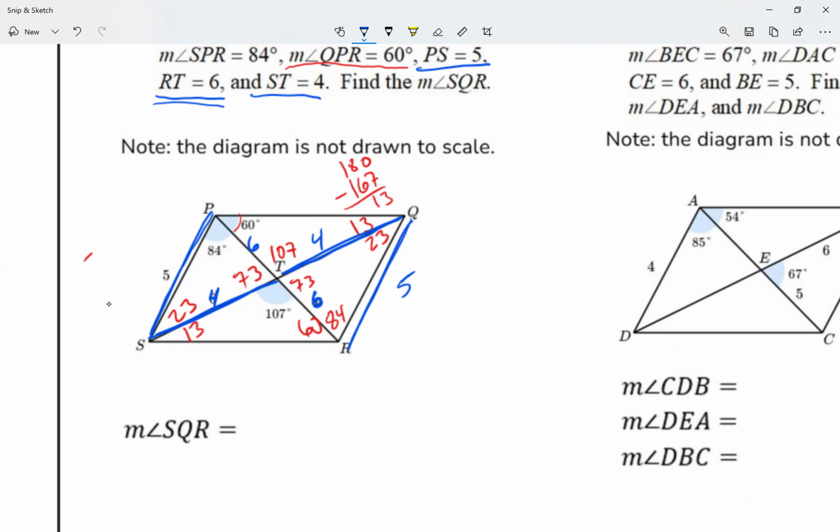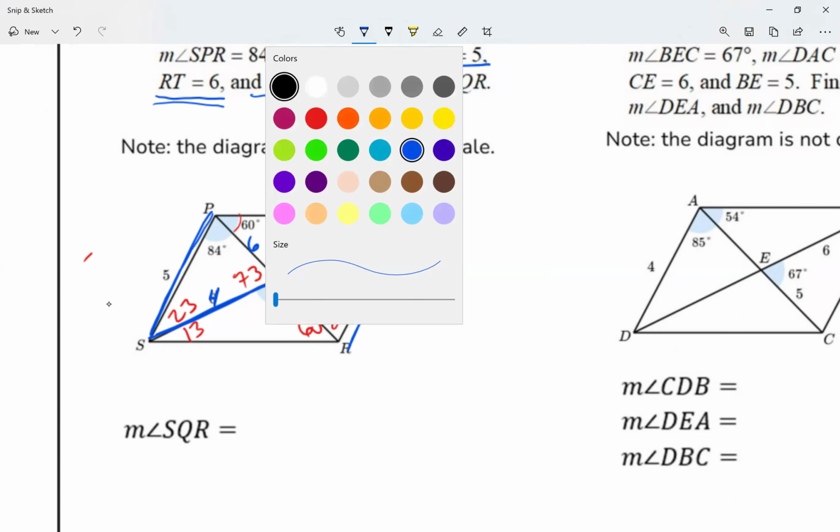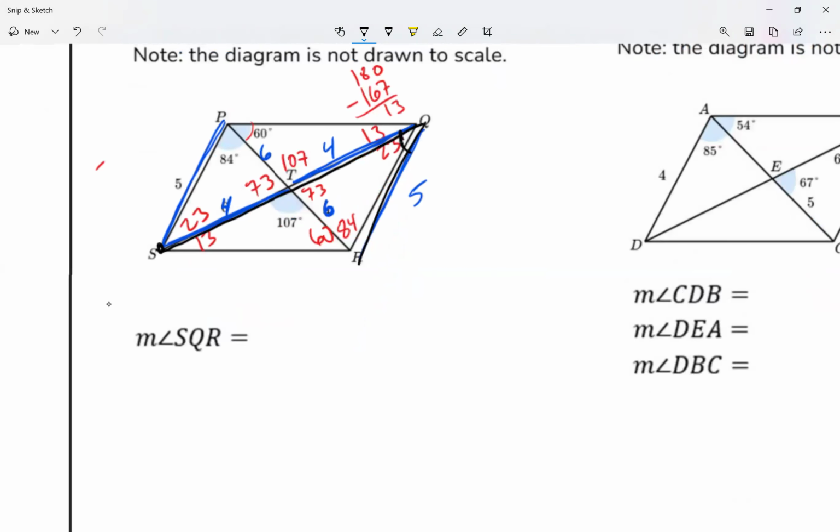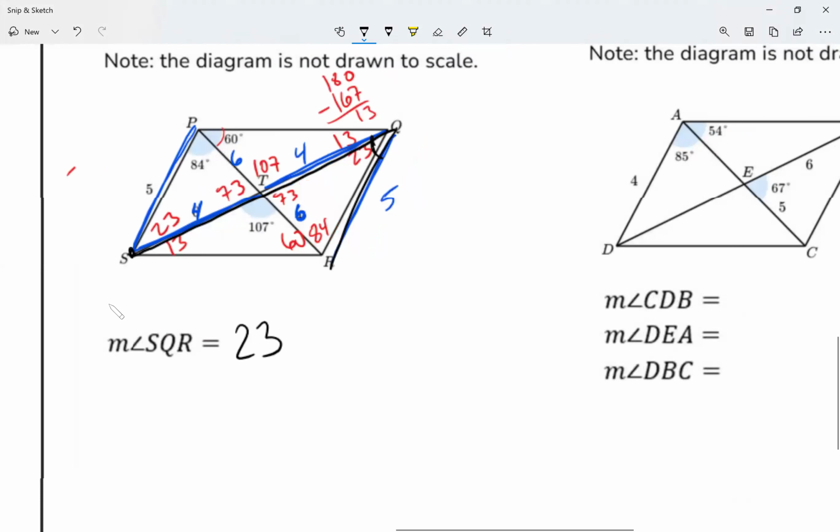So connect the corners, starting from S, go to Q, and then go to R. I'm going to use black for that. So here at S, go to Q, and then go to R. That gives me this corner, which I'm going to call 23 degrees. That's it.